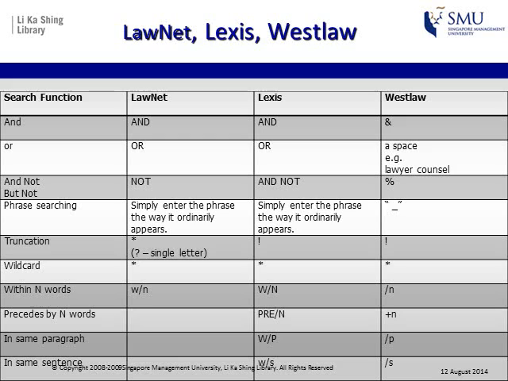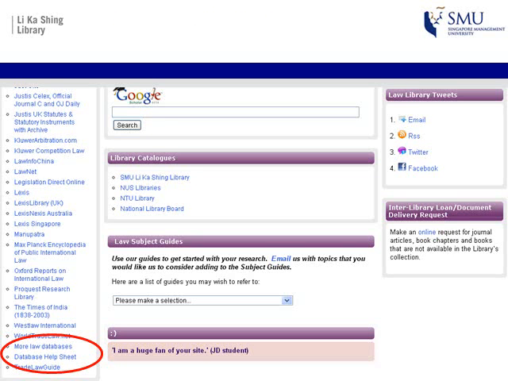To make life a little easier, here is a table with all the different symbols used for LawNet, Lexis, and Westlaw. You may also download a copy from the Law Research Navigator. It is available at the bottom of the list of databases. This is a more detailed list and includes connector symbols for Google too.